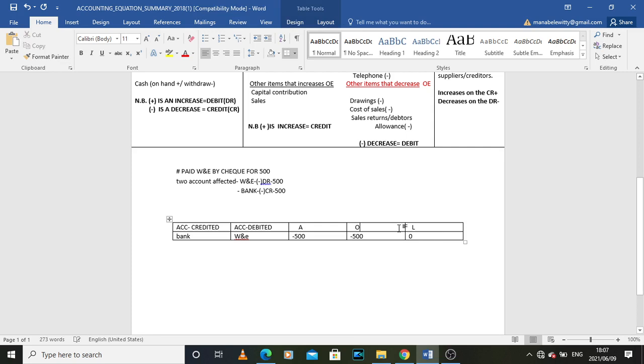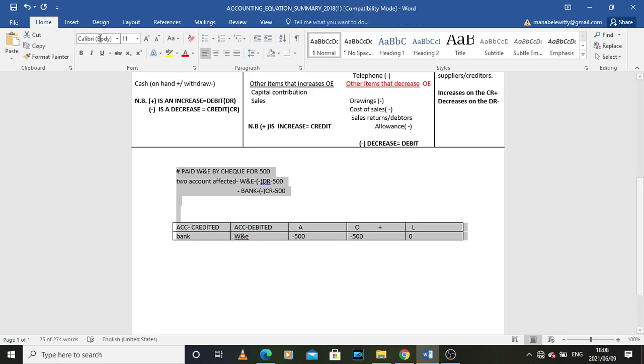And here remember it says owner's equity plus liabilities. So this means that minus 500 plus 0 must give us minus 500, since the equation says asset equals owner's equity plus liabilities. So this is how you record your effect on accounting equation.